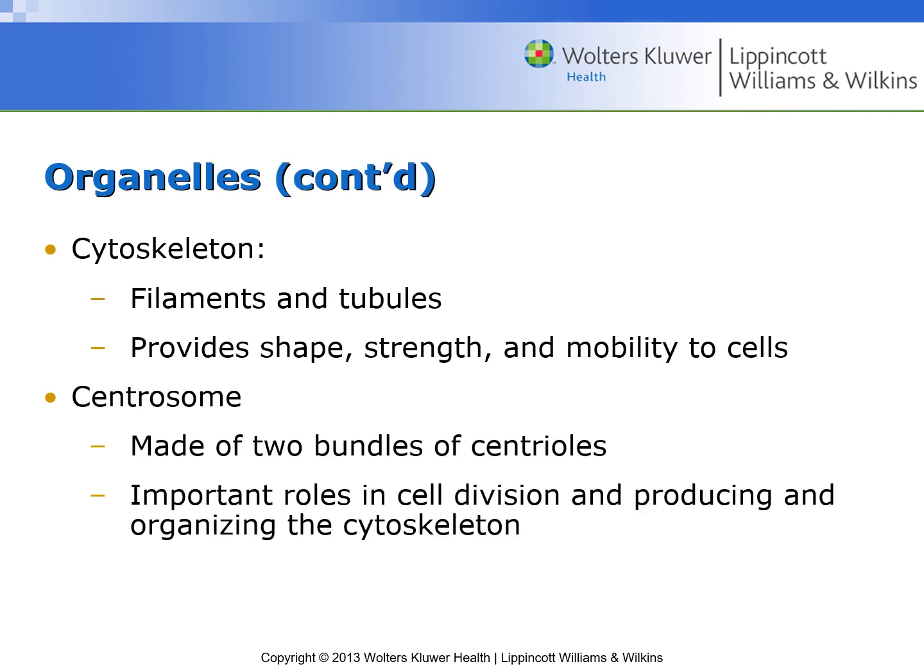Cytoskeleton is the filaments and tubules that provide shape, strength, and mobility to cells. The centrosome is made up of two bundles of centrioles. Its important roles are cell division and the production and organizing of the cytoskeleton.